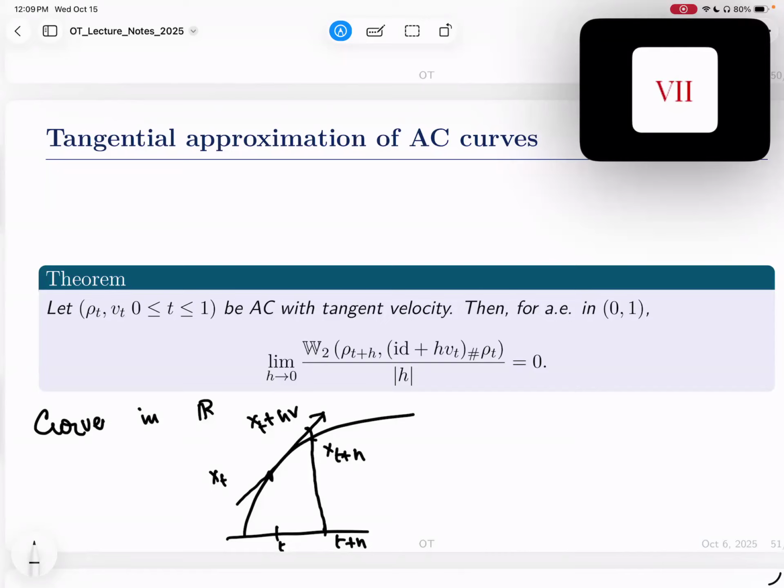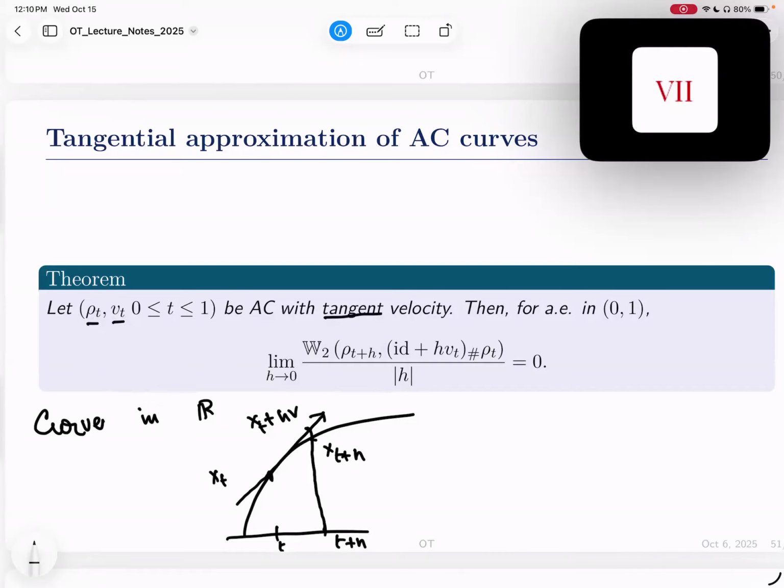Remarkably, the same thing is actually true for Wasserstein spaces as well, except everything has to be lifted to the space of probability measures. And this theorem, which you can actually find in the textbook of Ambrosio, Gigli, and Savaré, is very useful. So what it says is the following. I look into my absolutely continuous curve rho t and vt, where vt is picked to be my tangent velocity. So no arbitrary velocity, specifically the tangent velocity.